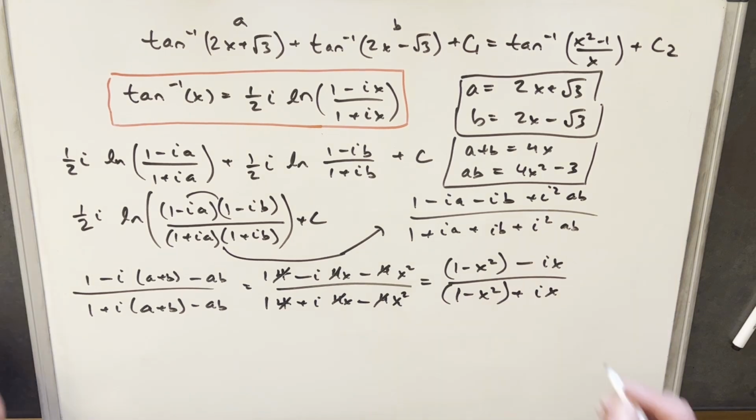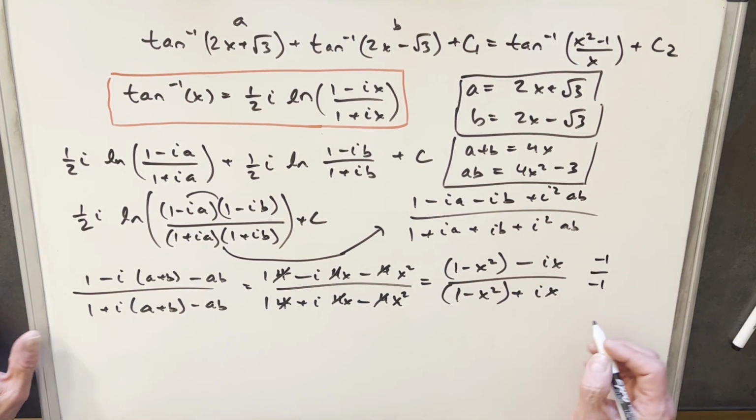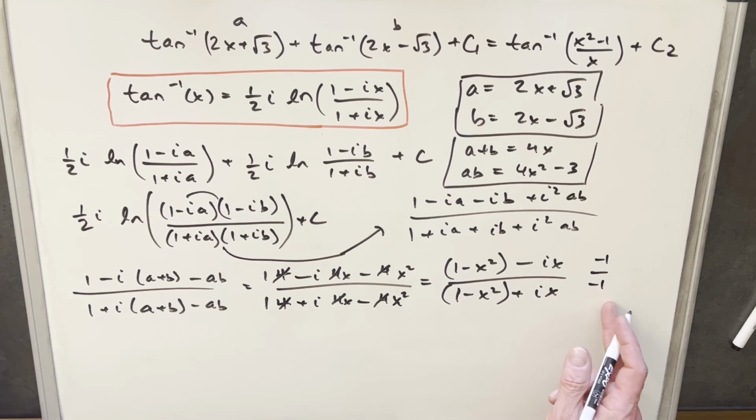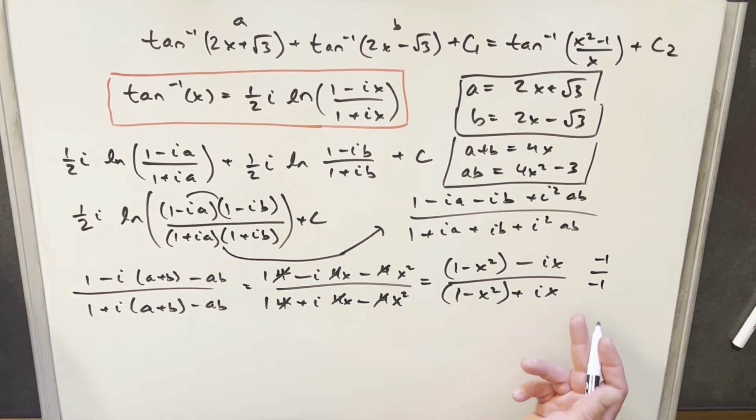Then from here, I'm going to quickly multiply top and bottom by minus 1. So I'm actually just multiplying by 1.